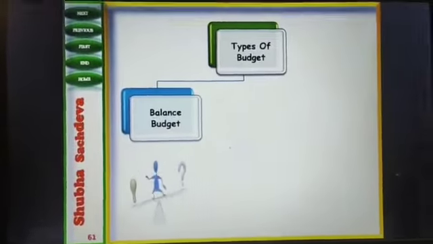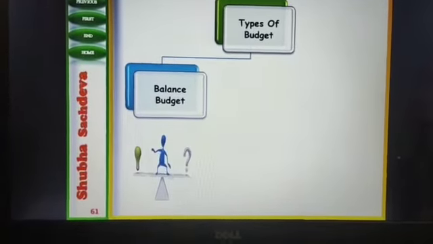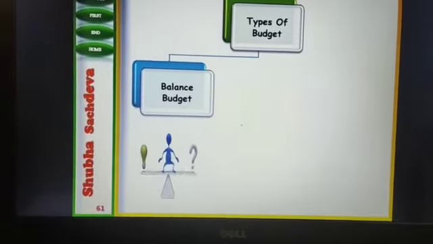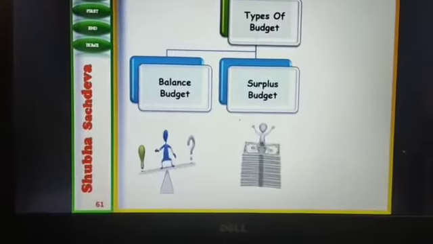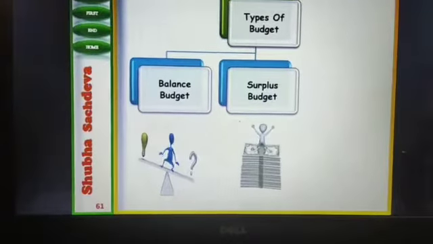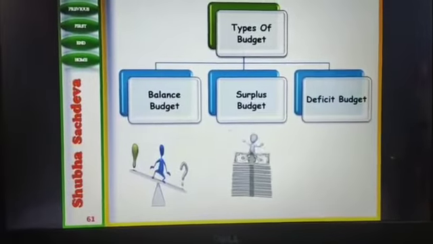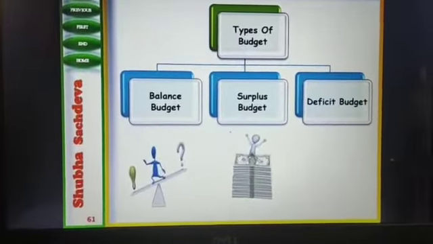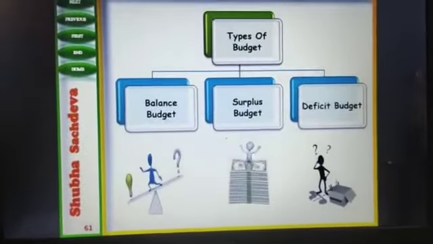Let's learn about the types of budget. Types of budget are of three types. Balanced budget, where government expenditures and government receipts are equal. Surplus budget, where government receives a good amount but expenditure is less. Deficit budget, when government's expenditure is more and receipts are less. We'll study these three one by one today.